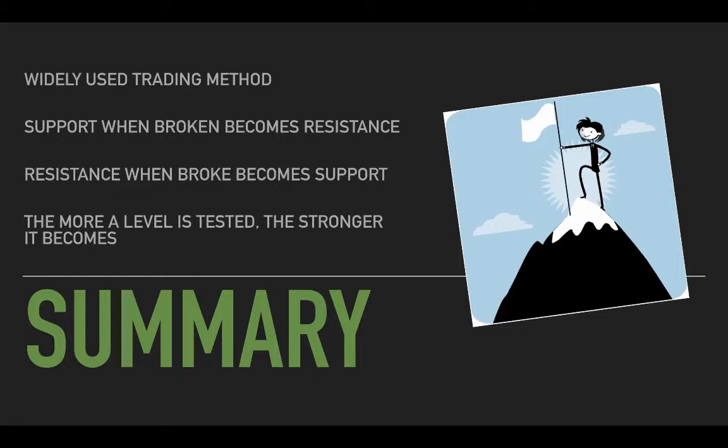The things we want to take away from this: support, so the support is our floor. When it's broken, it becomes a new level of resistance. Resistance is our ceiling. When that is broken, then it becomes support. And the more a level is tested, meaning the more that price, especially on larger time frames, comes to an area and reverses off of that, the more it does that, the stronger and stronger that area becomes.